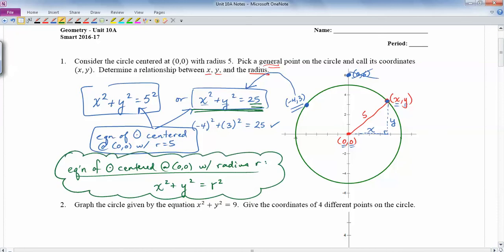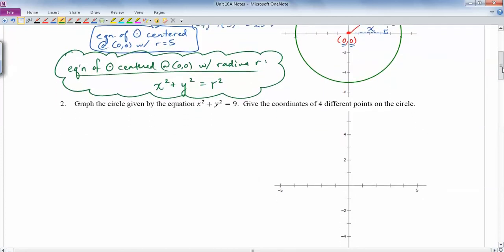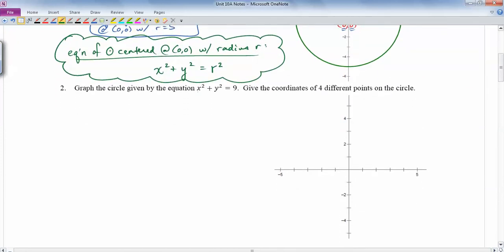Okay. Number 2 has you work backwards in a way. It says graph the circle given by x squared plus y squared equals 9. Well, that's in this form, so that automatically means it's going to be centered at 0, 0. And the r squared is 9, so that tells us that the radius has to be 3.